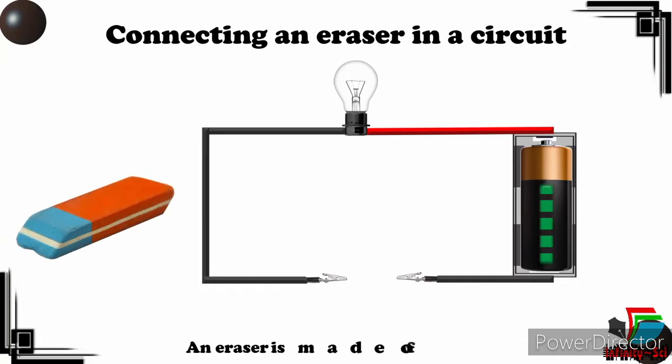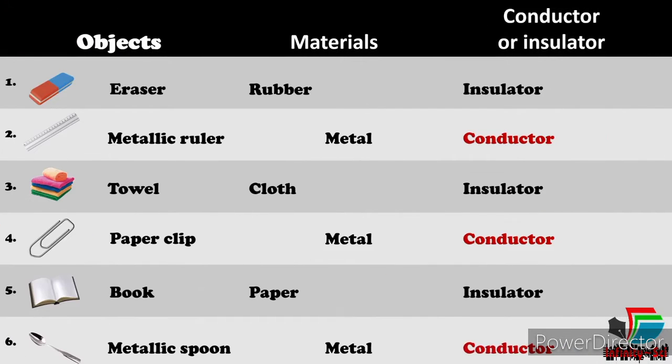An eraser will be made with plastic. Okay? If we put an eraser, plastics are all good insulators. Okay? It will not allow current to pass through it. They are bad conductors. Alright. From this deduction, you now see that materials that are made with metals are conductors, while those that are made with non-metals are non-conductors.